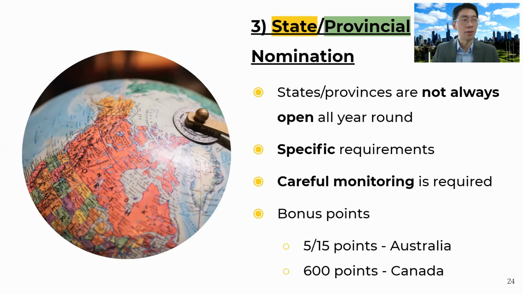Now, depending on which country you're applying for, there's bonus points if you get selected by a state, which is why we feel it's quite advantageous, especially if you feel your point score is a little bit on the low side. You can consider using a state to sponsor you. So you can see on screen the points there. For Australia, you get either 5 or 15 points, depending on which visa you're applying for, on top of whatever score you already have. And for Canada's one, you have 600 points.